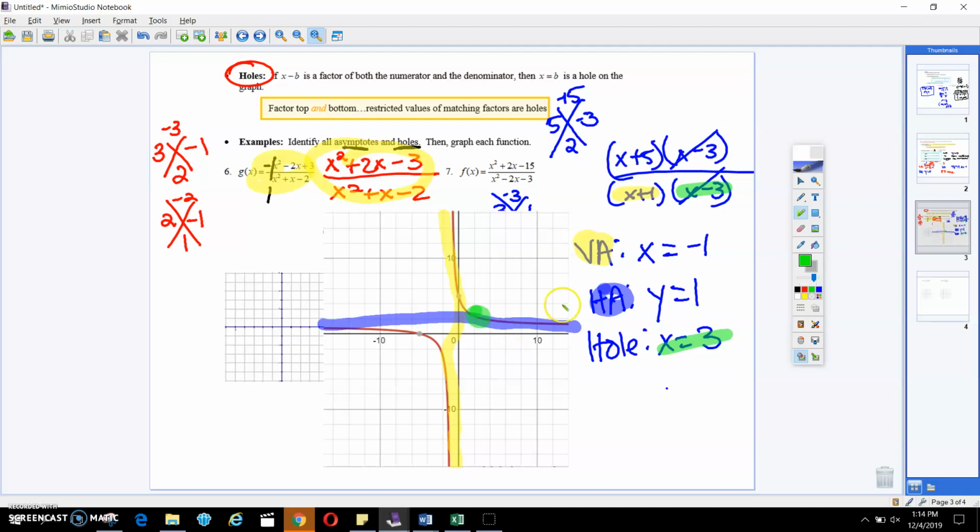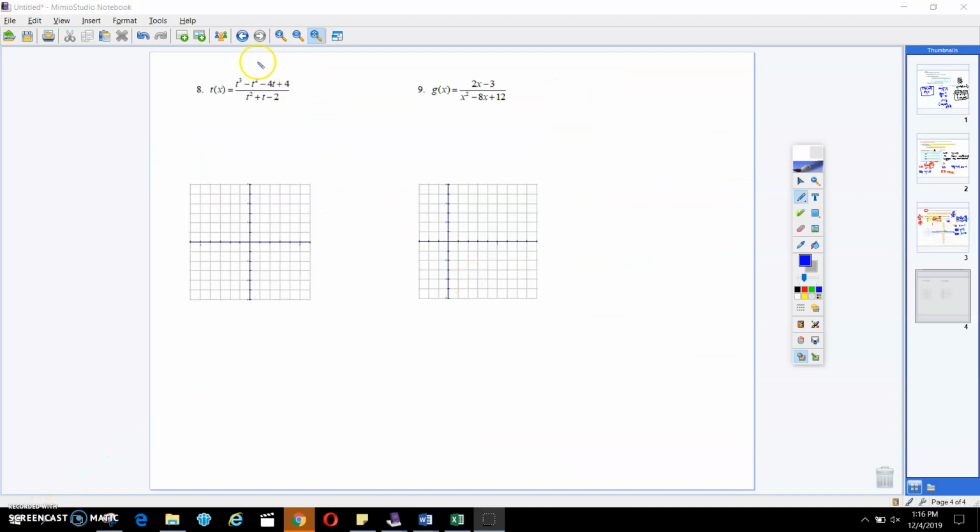There's going to be an error. But you've got to look at your table in order to see that error. So you're going to hit second graph. That's going to pull up an error at x equals 3. Okay? On number 8, what's going to happen is we've got to factor by grouping.